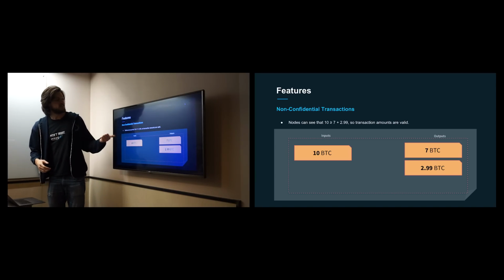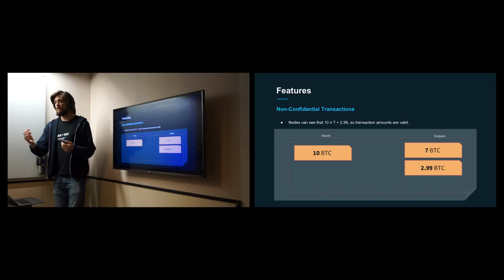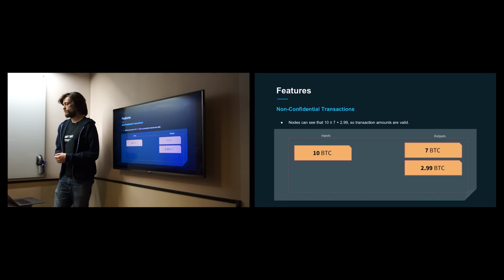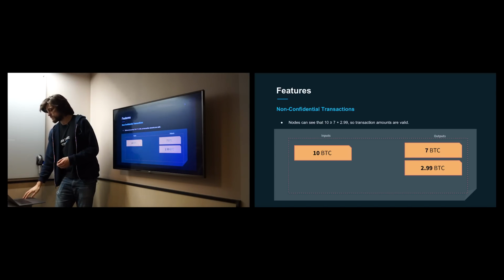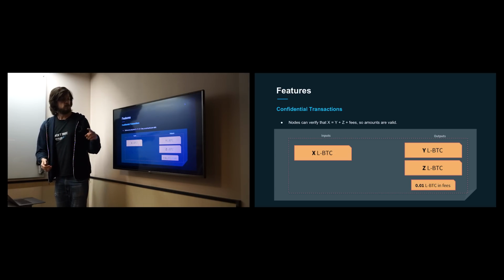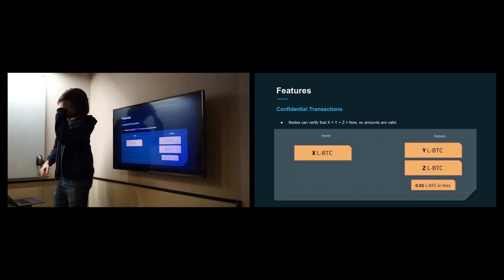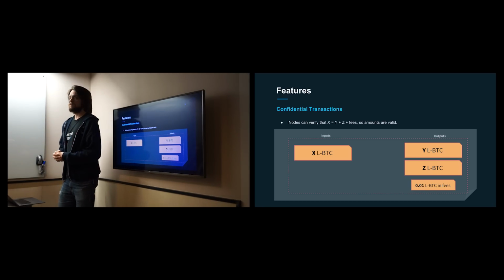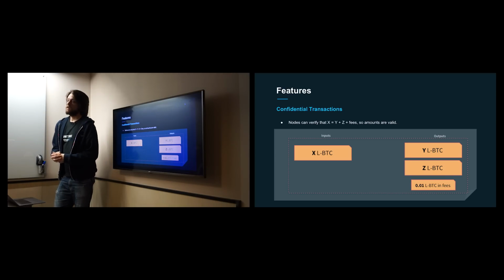Anyone looking at this can see, okay, 10 is greater than or equal to 7 plus 2.99, so this is a valid transaction. No Bitcoin has artificially been created. With confidential transactions, you can create transactions like this, where you have an X amount of LBTC and 2 outputs with Y and Z, and then your fees. Using certain types of binding signatures, you can verify that X is the same as Y plus Z plus the fees. So it allows people to hide their amounts, but still allows everyone else to ensure that there are no artificially created coins.